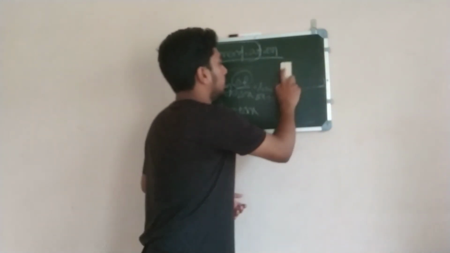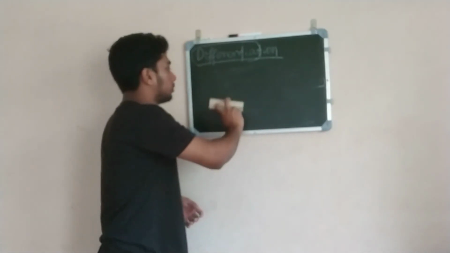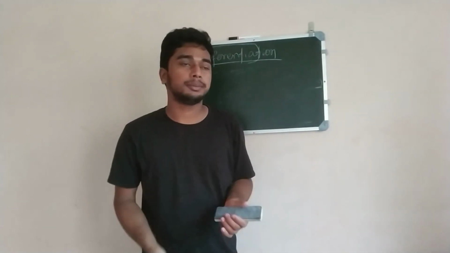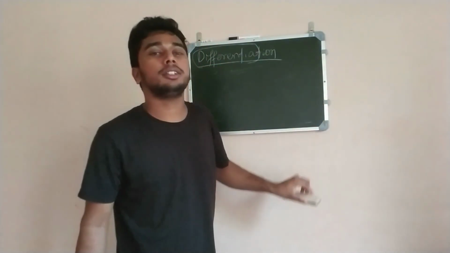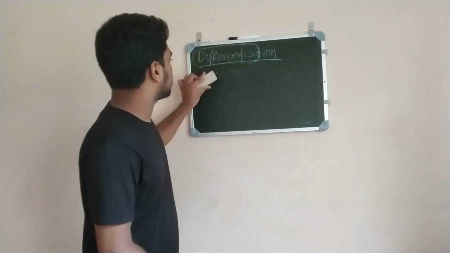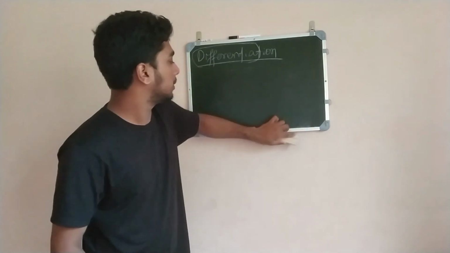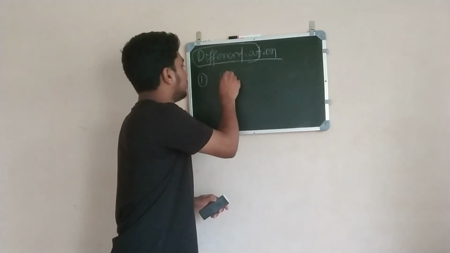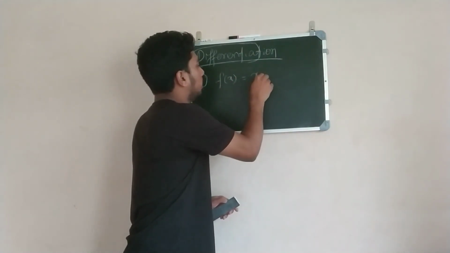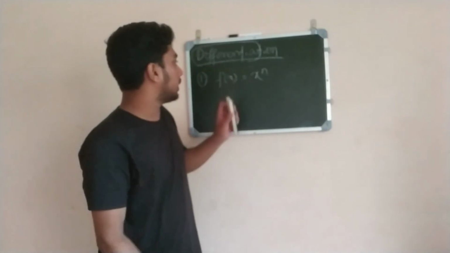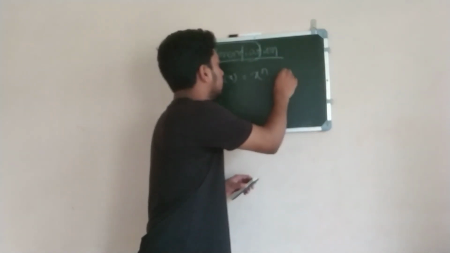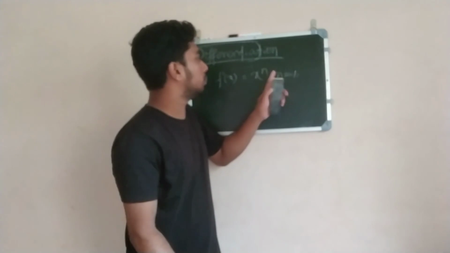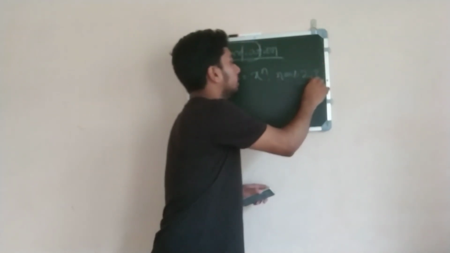So there are standard formulas. Let's discuss those standard formulas that will be useful for our next classes, and that is very much useful in physics. So the first formula is, for example, I have f of x is equal to x to the power n. n means anything. It can be 1, 2, 3, anything.